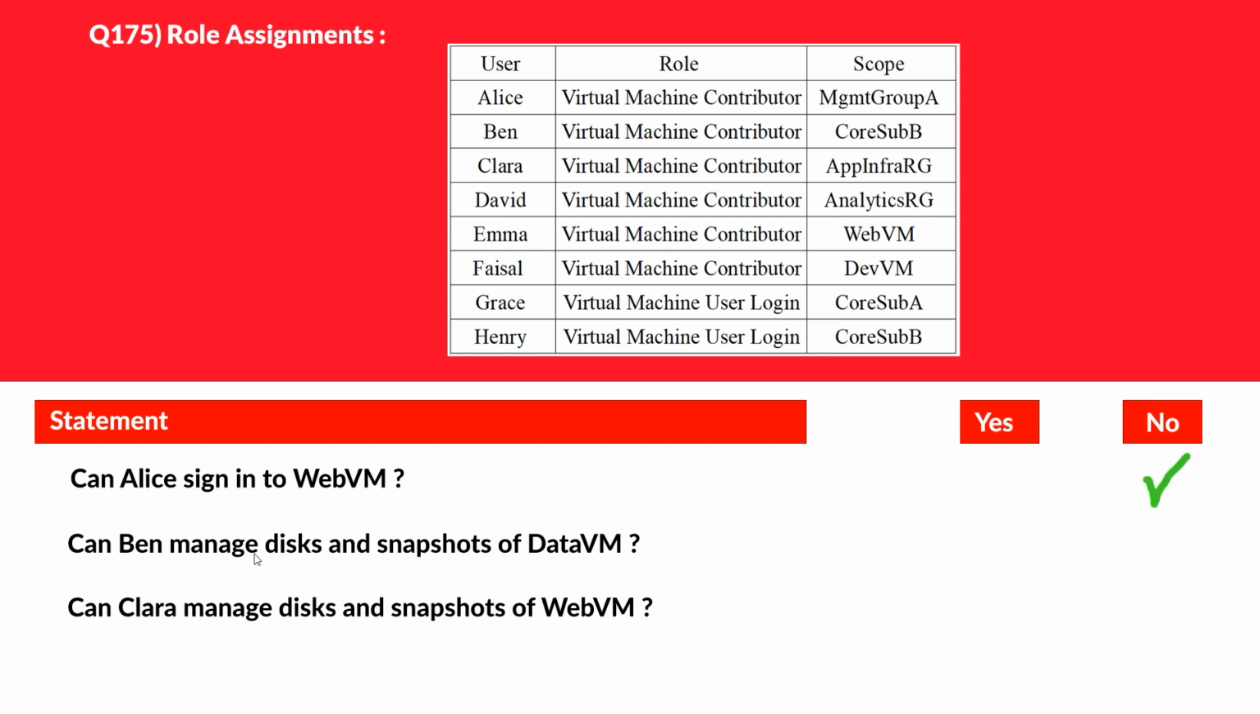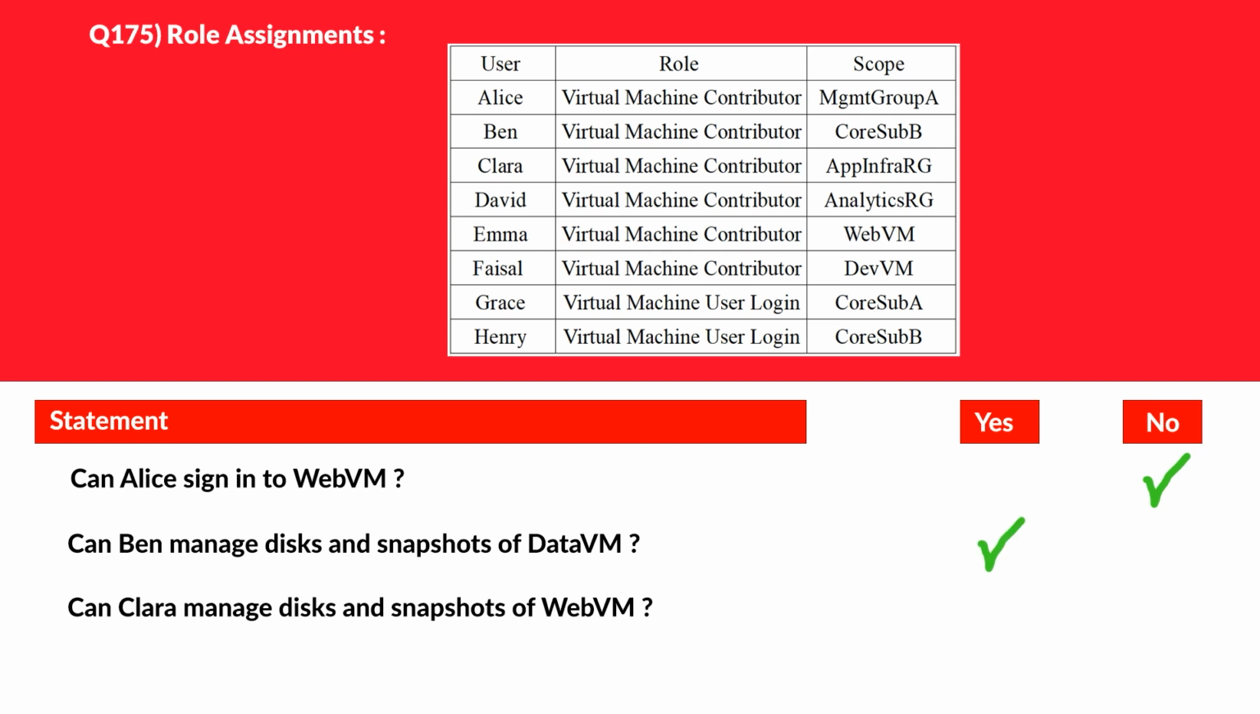Now let's move to statement 2. Statement 2 says, can Ben manage disk and snapshots of data VM? So Ben can manage disk and snapshots of data VM because if we look at this table, Ben is having virtual machine contributor role at core sub B, which is the scope which covers the full resource scope. Therefore the answer is yes.